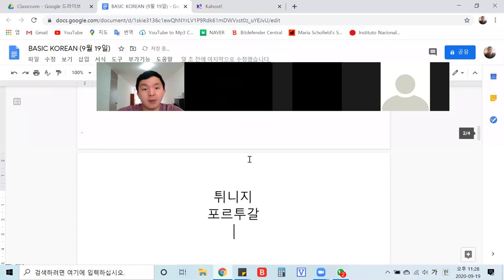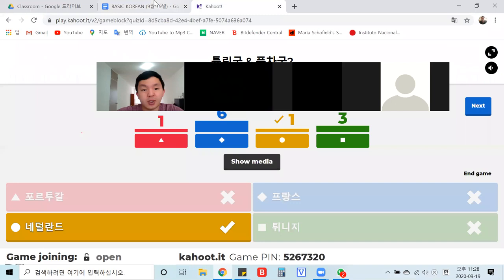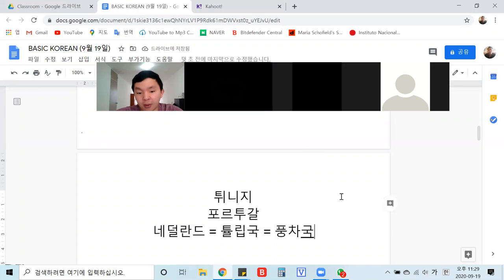Netherlands. What they say in Korea is tulip guk, tulip, the national flower of the Netherlands. Another way to say it is pungcha guk. Pungcha is a windwheel. So windwheel nation or tulip nation is another way to say the Netherlands.